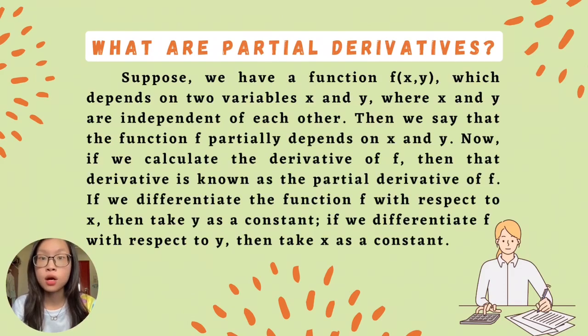First and foremost, what are partial derivatives? Suppose we have a function f(x,y) which depends on two variables x and y, where x and y are independent of each other. Then we say that the function f partially depends on x and y. Now, if we calculate the derivative of f, then that derivative is known as the partial derivative of f. If we differentiate the function with respect to x, then take y as a constant. If we differentiate f with respect to y, then take x as a constant.